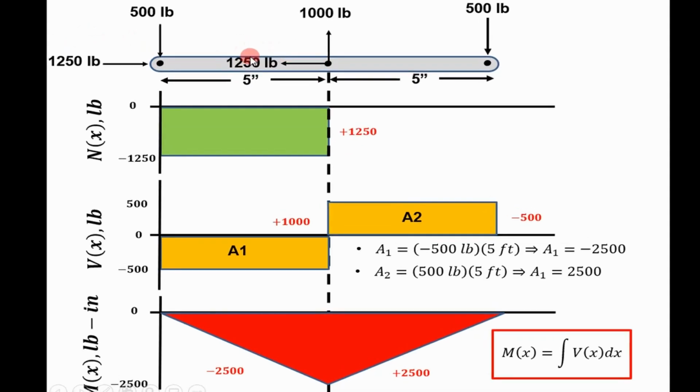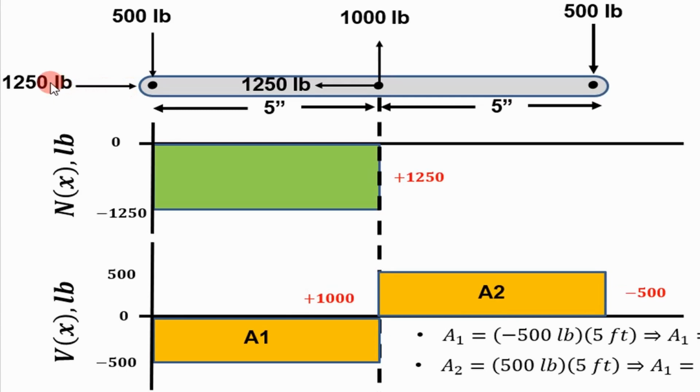Okay, so what we do is we use our sign convention. Positive normal points to the left. This is pointing to the right, so this is negative. So on our diagram, we start at negative 1250, and we go to the right until we run into another normal force.